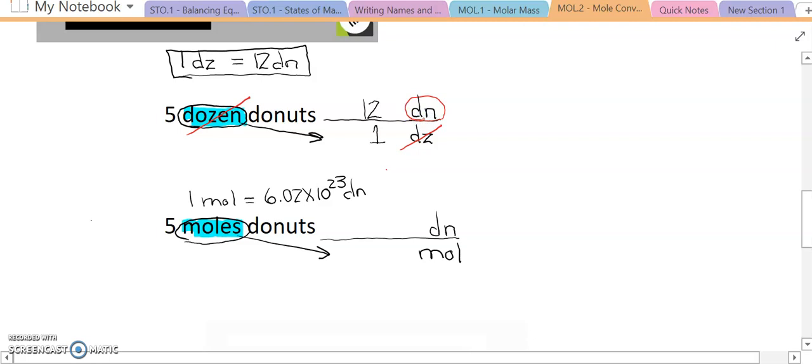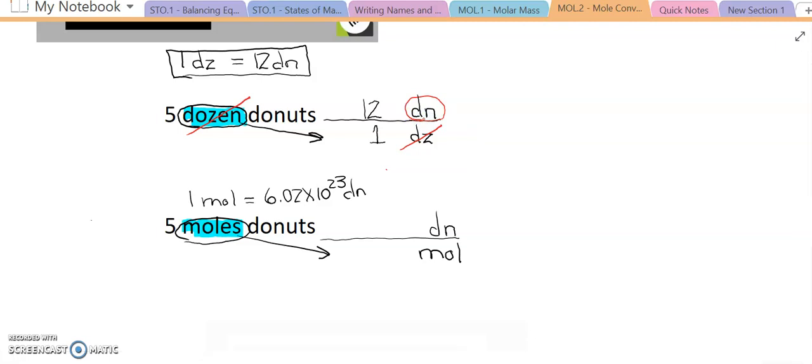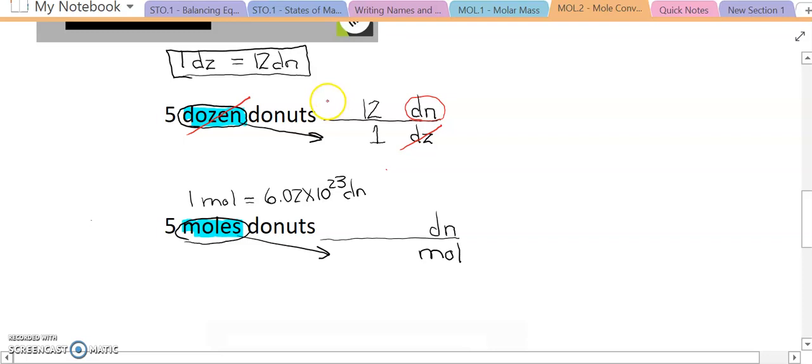Mathematically, these problems are not as hard as they look. Anything on top of my fraction is going to be multiplied by, and anything on the bottom of my fraction is going to be divided by.